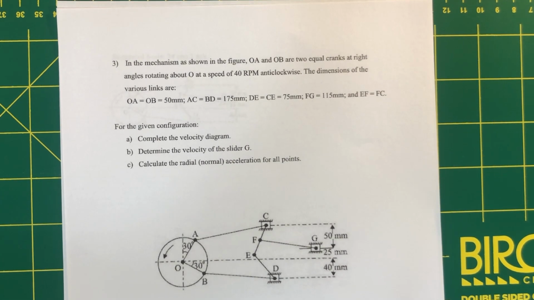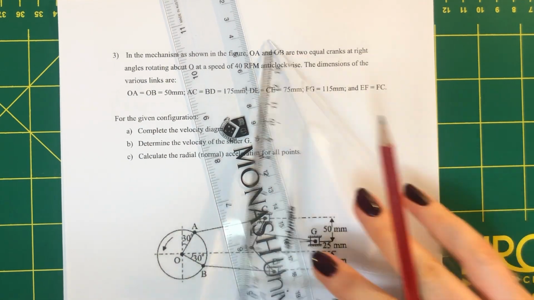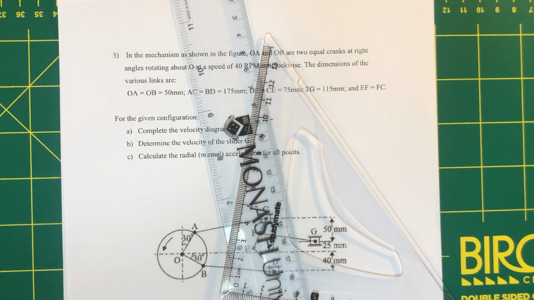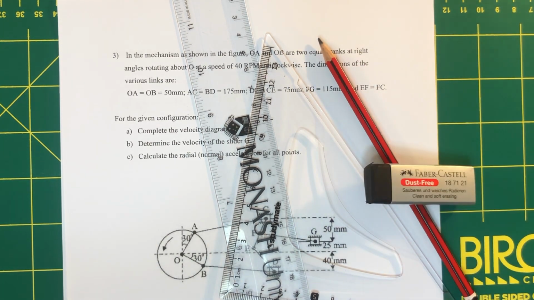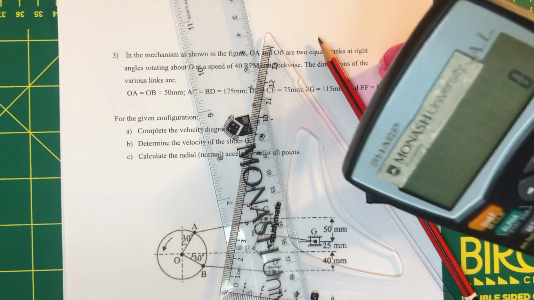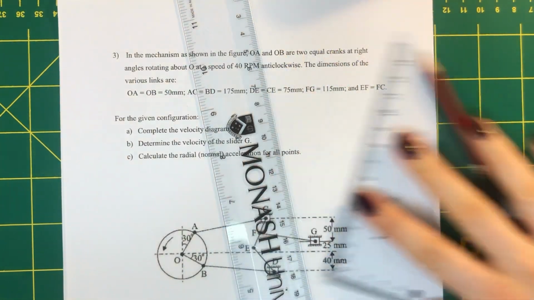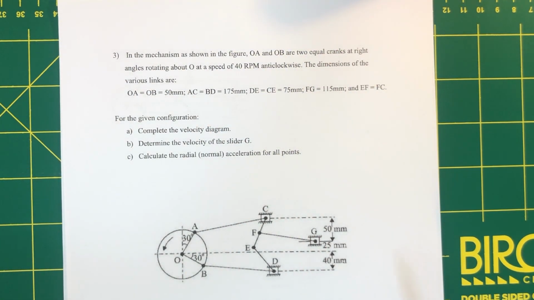In this video I will be constructing the velocity diagram for question 3 of your problem set. To solve this I'm going to use set squares, a ruler, pencil, good eraser, a sharpener and of course my calculator. So let's have a look at the question.